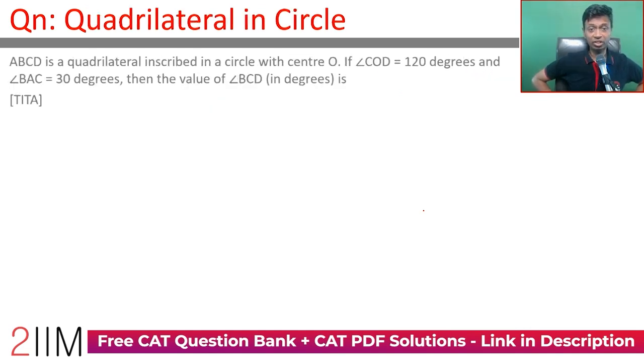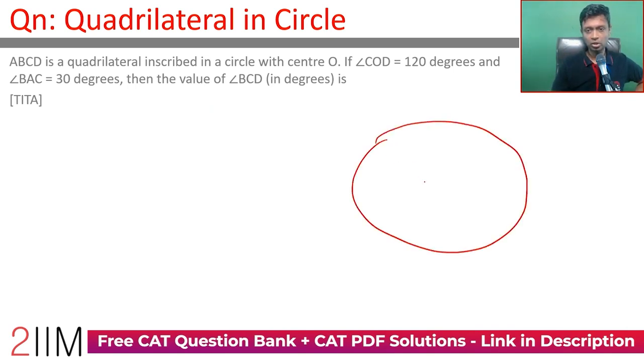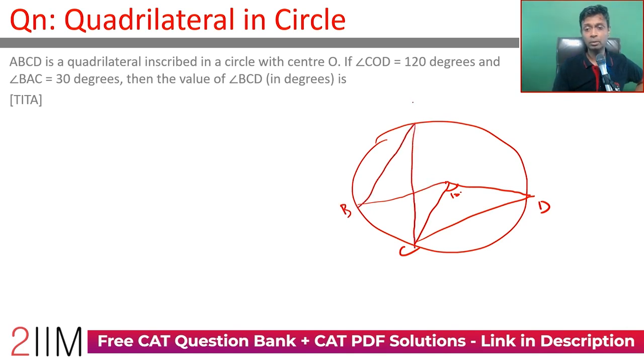ABCD is a quadrilateral inscribed in a circle with center O. Angle COD is 120 degrees. So let's draw the COD first. It's 120 degrees. Angle BAC is 30 degrees. So let's draw this. This is the center O. Then find the value of angle BCD.